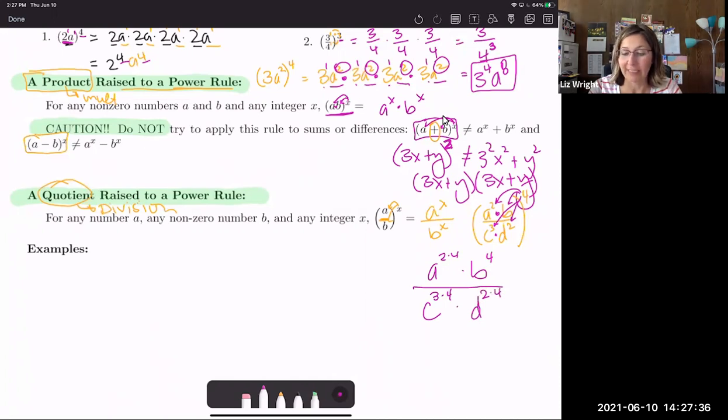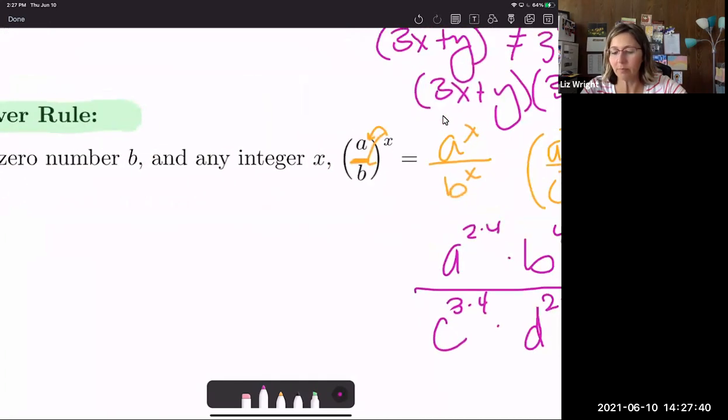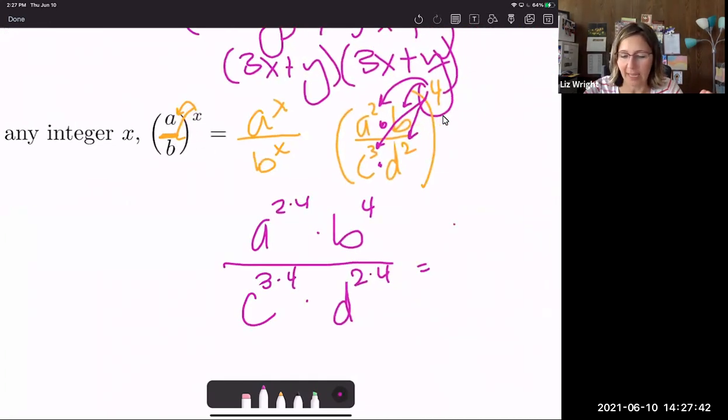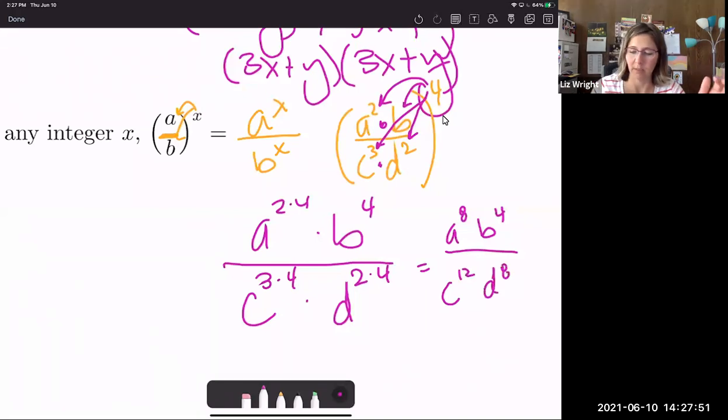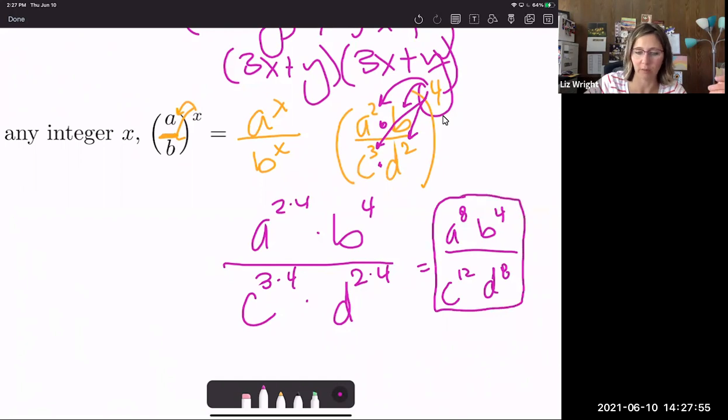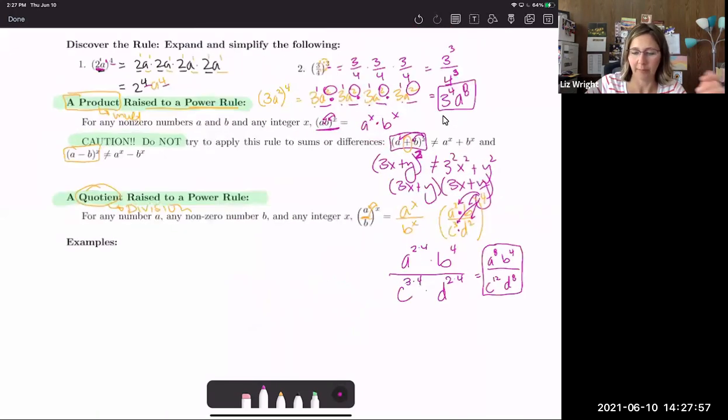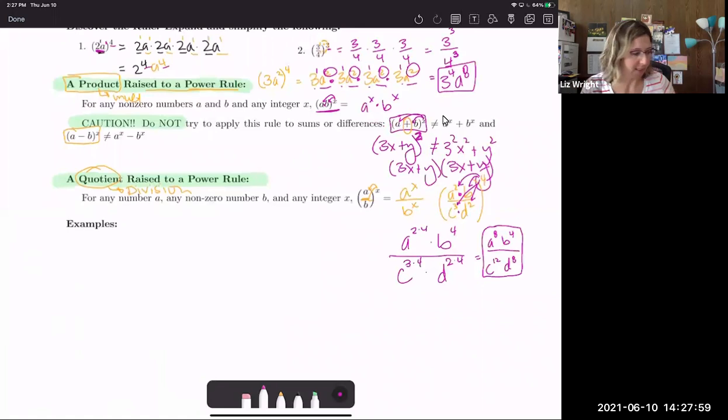And then we would finally simplify that and say, okay, that's going to be a to the 8th, b to the 4th, all over c to the 12th, d to the 8th. And then we'd be done. That's as far as we can take that one. We can't simplify it anymore. Okay, so let's look at some more examples.